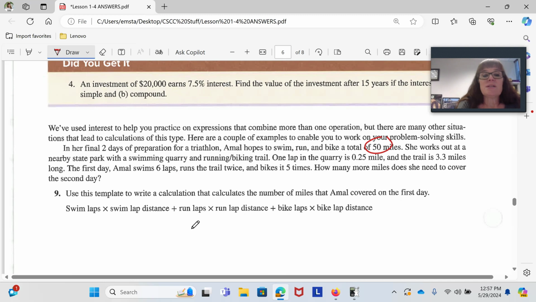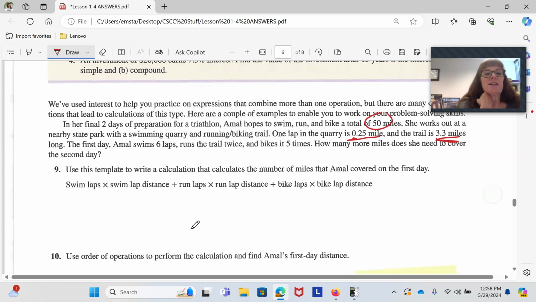In her final 2 days of preparation for a triathlon, Amal hopes to swim, run, and bike a total of 50 miles. So I know I'm going to need that at some point. She works out at a nearby state park with a swimming quarry and running biking trail. 1 lap in the quarry is 0.25 miles, so that's her swimming. The trail, which is her running and biking, is 3.3 miles. The first day, Amal swims 6 laps, runs the trail twice, and bikes it 5 times. How many more miles does she need to cover her second day?